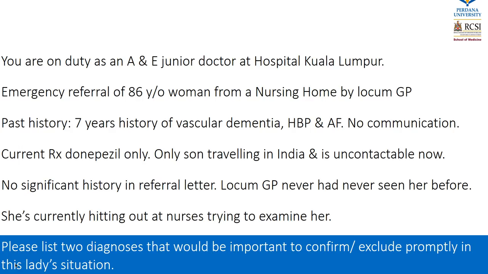Case 2. This is slightly different, in that you are working as a hospital doctor, in this case in HKL, and you're a locum in an A&E department. An 86-year-old woman has been referred from a nursing home by a locum GP. The only history you know is that she's had 7 years of vascular dementia. She has hypertension and atrial fibrillation. She doesn't make any communication with the nurses. Her only treatment is donepezil for her dementia. She has one son who is currently traveling in India and is not contactable at the moment.